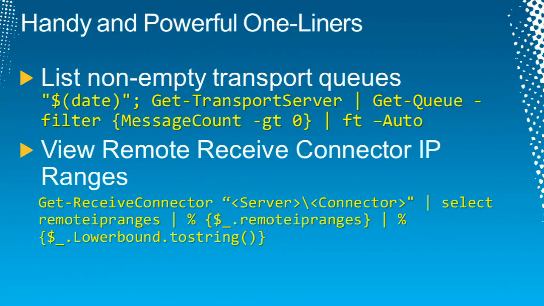Some other information down at the bottom. Here's how you view the remote receive connector IP ranges. That's very handy when you want to make sure that your IP ranges on your connectors are correct. If they're not, you might interrupt or break message flow. So you always want to make sure what those IP addresses are set to.